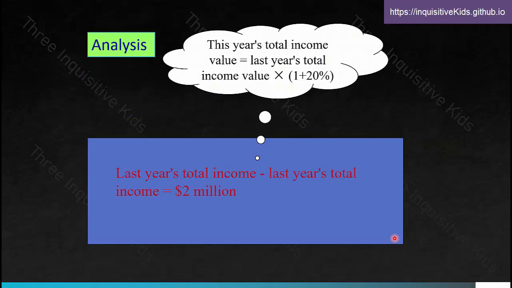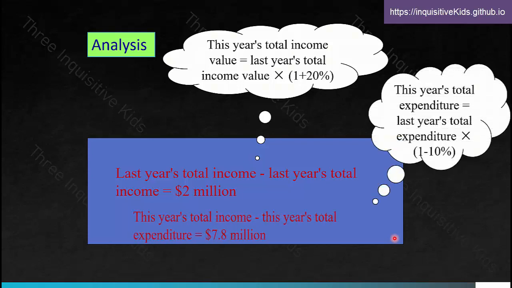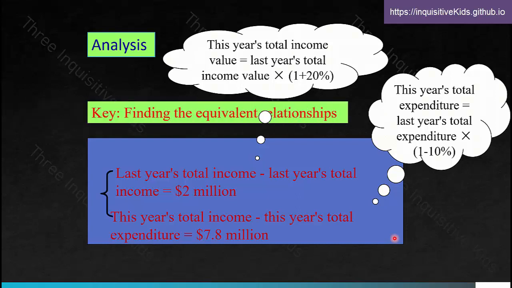Therefore, this year's total income value is equal to last year's total income value times 1 plus 20%. This year's total expenditure is equal to last year's total expenditure times 1 minus 10%. So the key here is to find the equivalent relationships. Anything that's the same, equal, is, these are all keywords that you should be looking for.